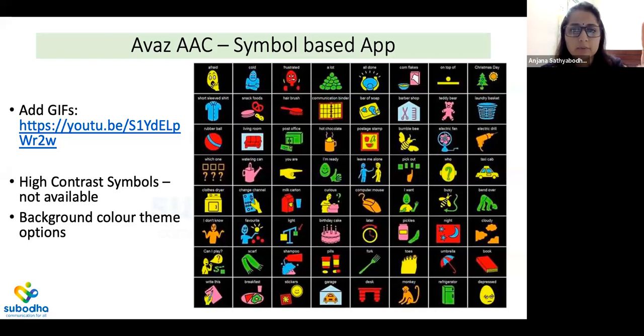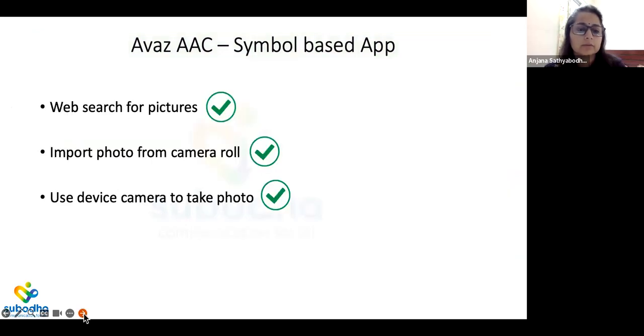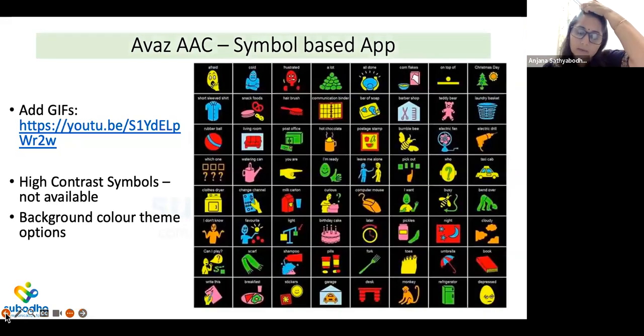If you go to settings, there is something called color theme options that you can choose. So you can choose a black background, which will serve as a high contrast background, or you can have a white background, or you can have something gray. There are 3 options. So usually whenever I have doubts with vision for a child, I keep the background black so that the symbols are better highlighted and it's easier for the child to see and select.